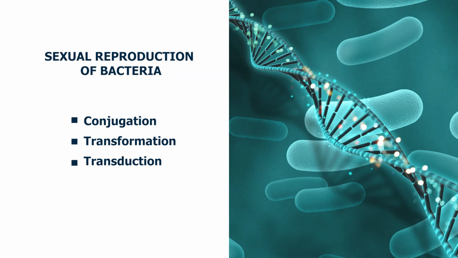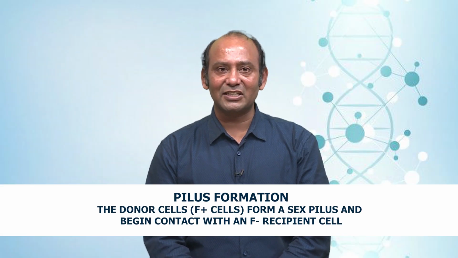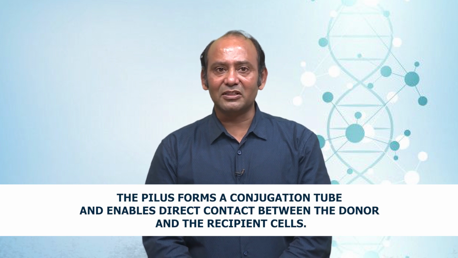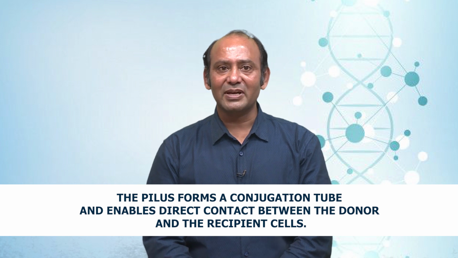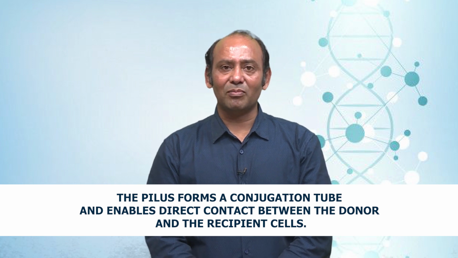Sexual reproduction is of the conjugation, transformation and transduction type. Conjugation is the most common mode of sexual reproduction. The donor cell is marked as F plus and the recipient cell is marked as F minus. There is physical contact between donor and recipient cell. The pilus forms the conjugation tube, which enables direct contact between the donor and recipient cell. Transfer of the F plasmid occurs from F plus to F minus.